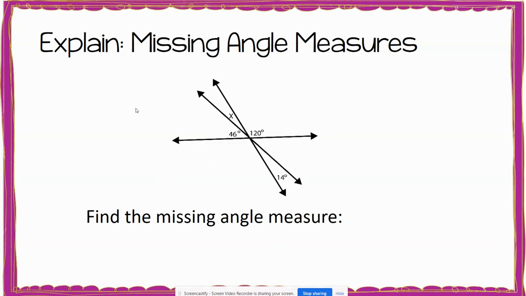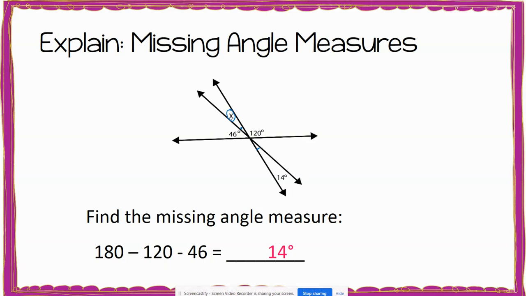Now for this problem, there's a lot going on here. But if I focus just on X, I can see that I have some intersecting lines, and X is actually opposite of this angle right here, which is 14. So that means that these are vertical angles, which means that they are congruent. So for this, X has a value of 14 degrees.